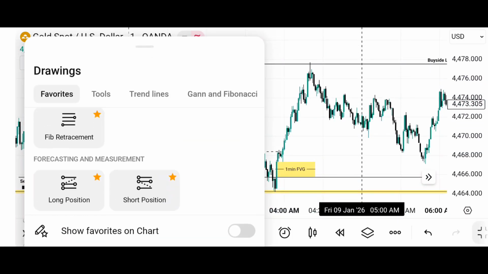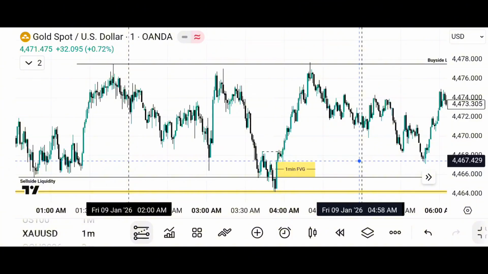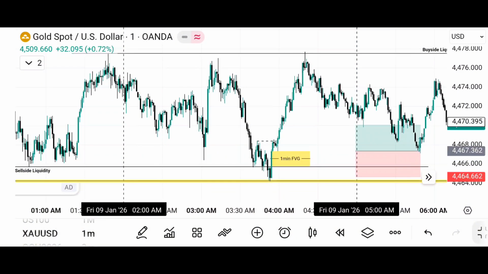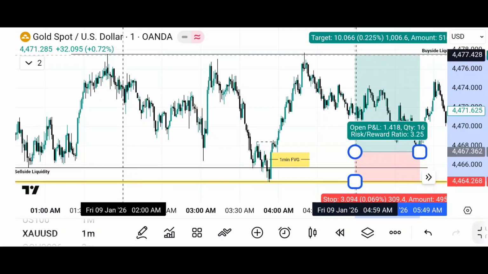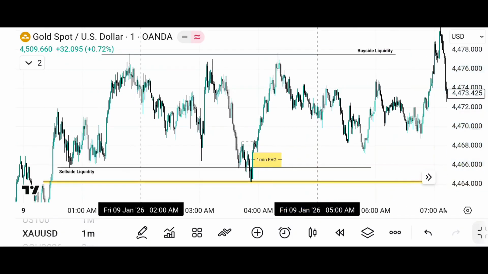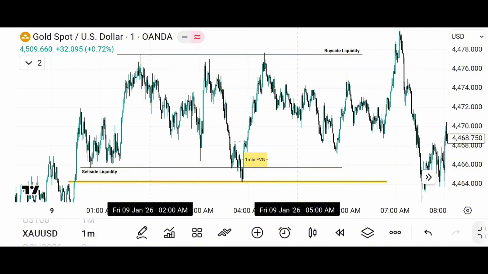And actually, making this trade will give you a good risk to reward. It's about 3.2 risk to reward. That's very good. So I hope you found this insightful.